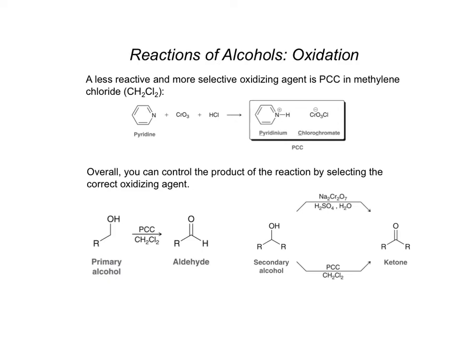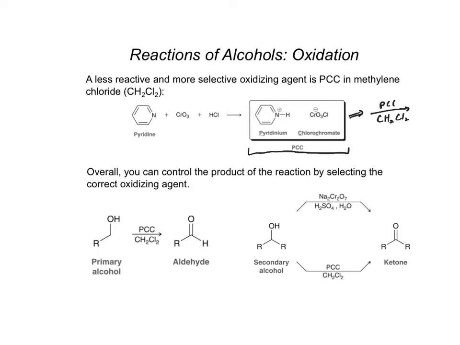So PCC is a little bit less reactive than chromic acid. It stands for pyridinium chlorochromate. So this is the overall structure of PCC. In this reaction, it's going to be PCC, which you can utilize the acronym for, but the solvent here is methylene chloride, so this is CH2Cl2.